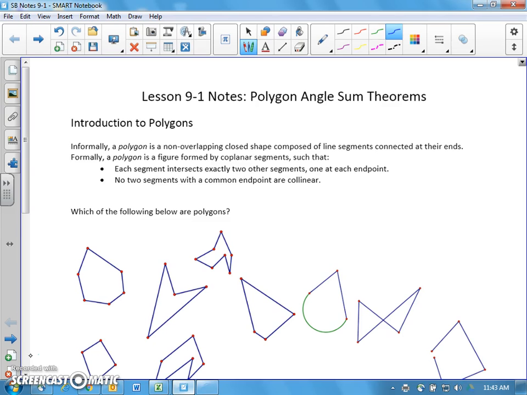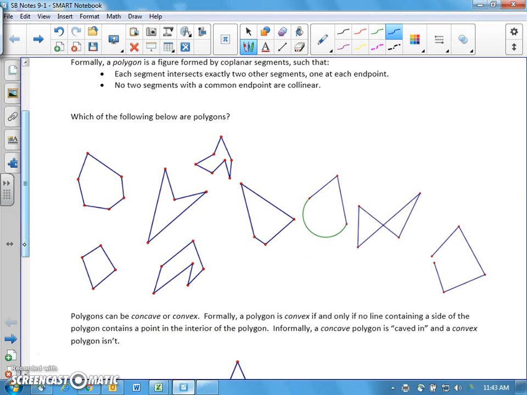So looking at the list below, the question is which below are polygons? The easiest way is to look for things that fail. The sides of a polygon have to be segments. They cannot be curves. Do you see any of these figures with curved sides? Because of that curved side, it is not a polygon.